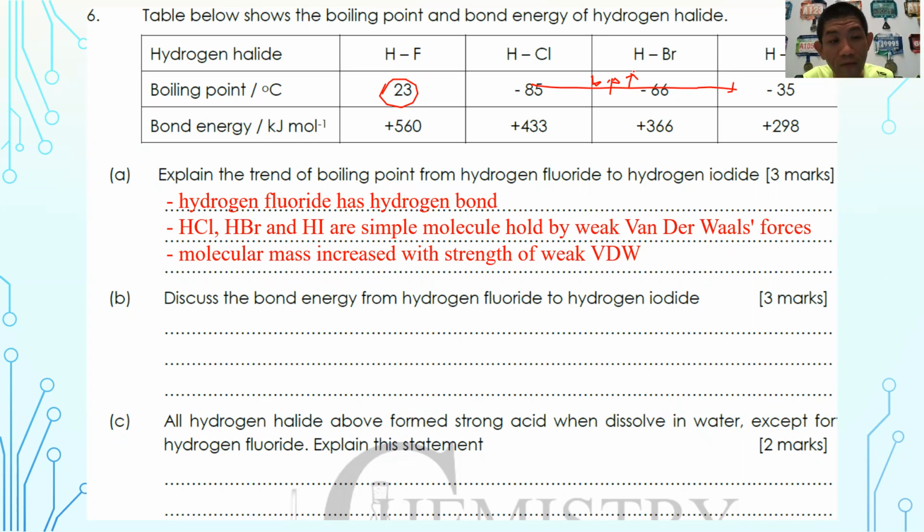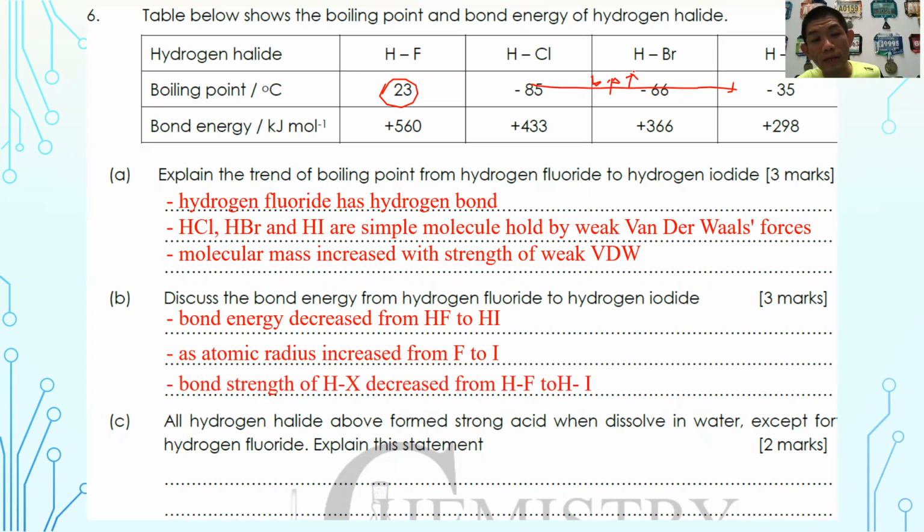So the 3 marks definitely stating that bond energy decrease from HF to HI as atomic radius increase. So this will decrease the bond strength or bond energy from HF to HI. So this is how we are going to answer for question number 6.